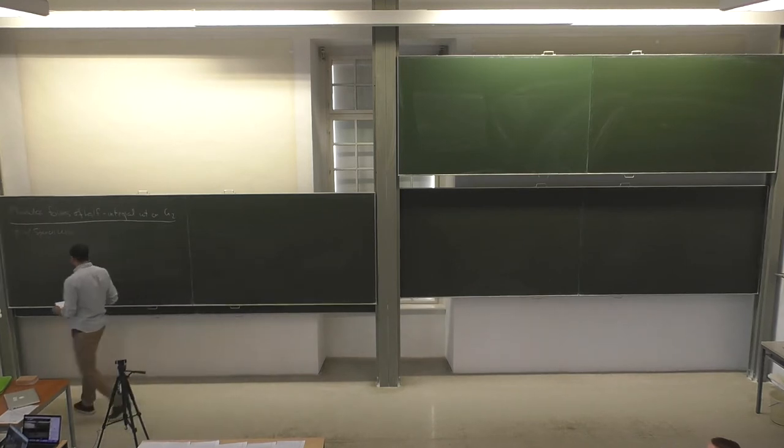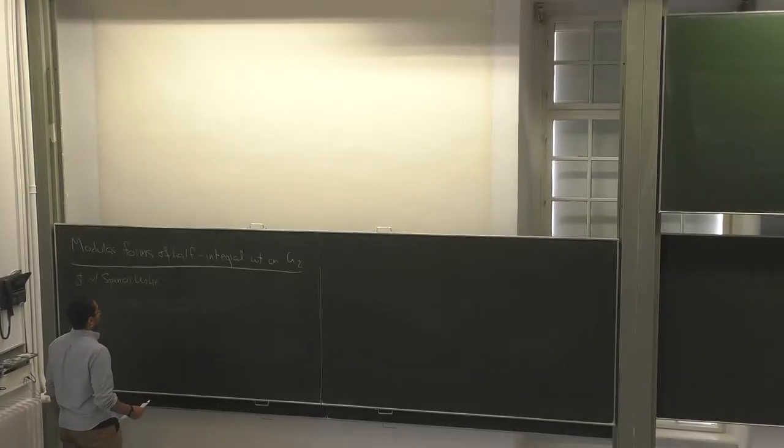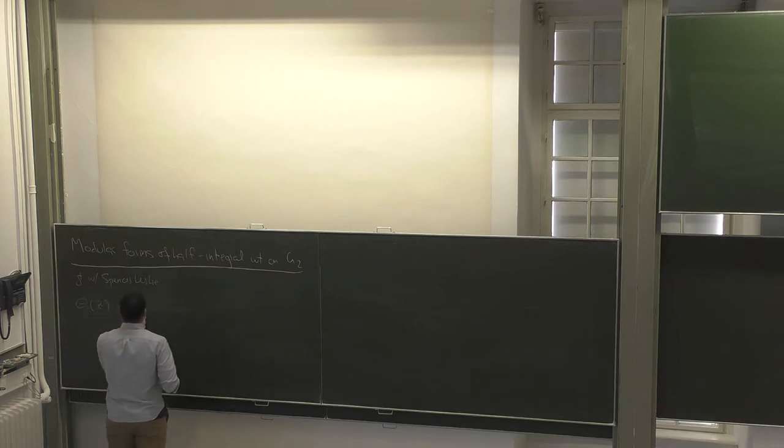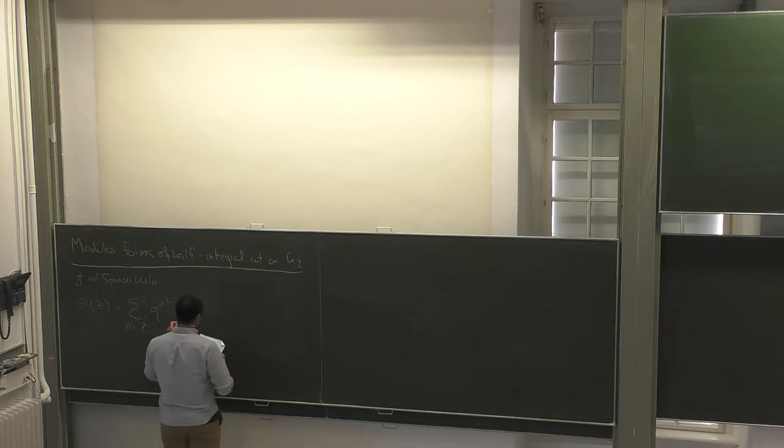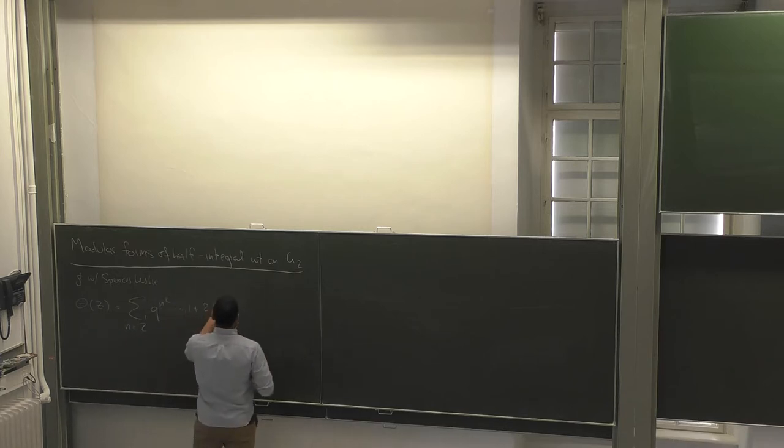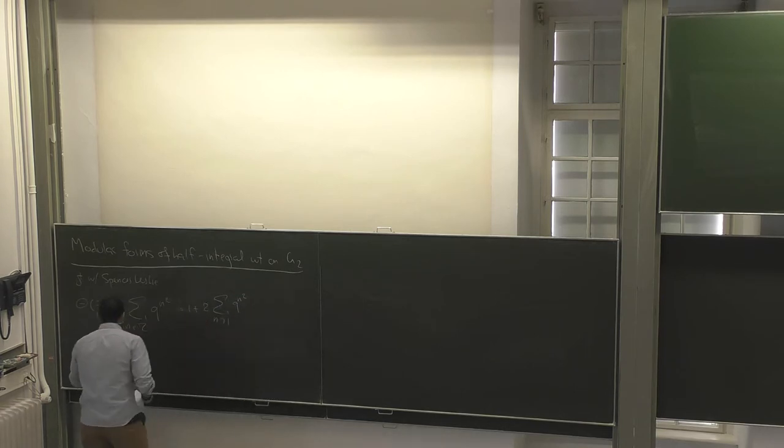Okay. So the main theorems I'm going to talk about are joint with Spencer Leslie. I'm going to start with something very classical, the classical theta function. It's got some q expansion. Theta of z is the sum of q to the n squared, so 1 plus 2 times the sum of q to the n squared for n at least 1, where, of course, q is e to the 2 pi i z.